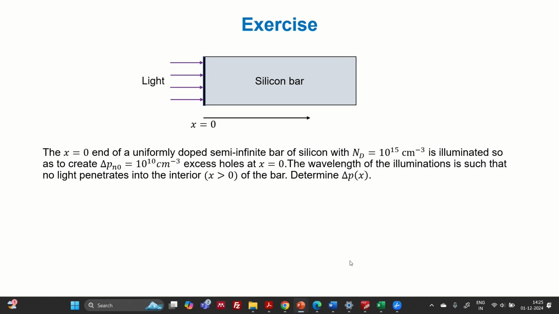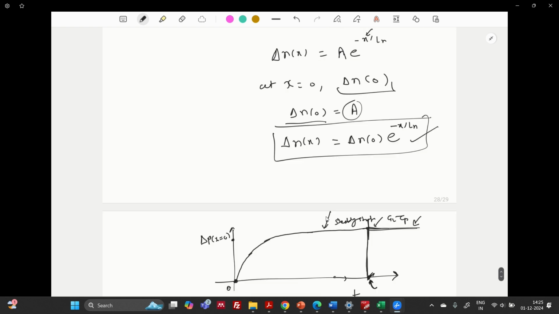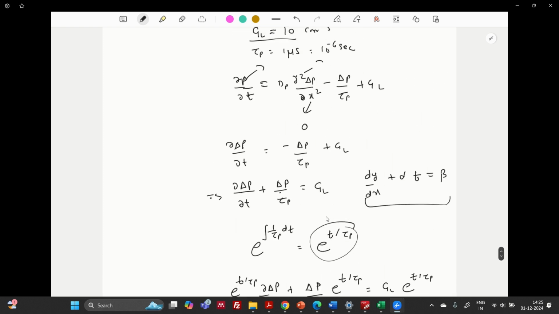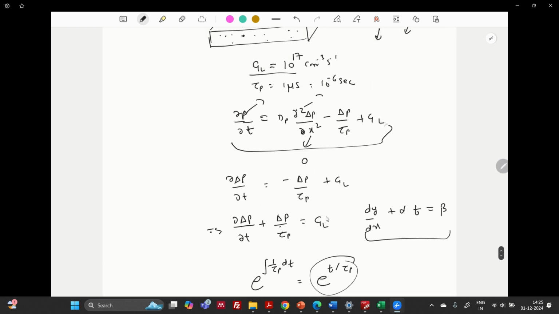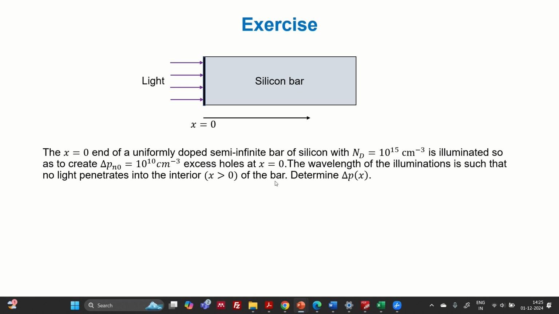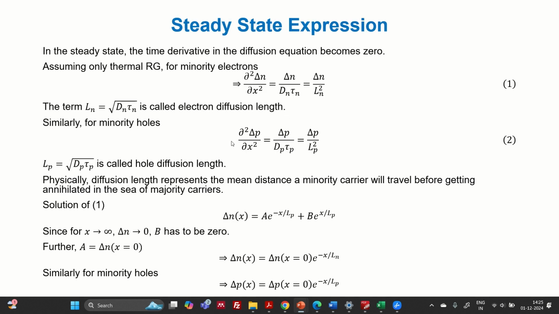So how will my continuity equation look? We have this thing, and we just saw what happens in the steady state: this becomes equal to 0. And what are you left with? Because you don't have gl for most of your x, gl is only at the surface, I can assume this term to be 0 as well. So you are left with this, which is exactly the same thing that we saw in the last slide.